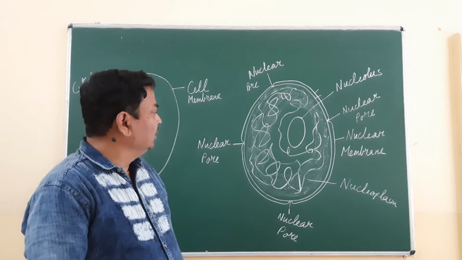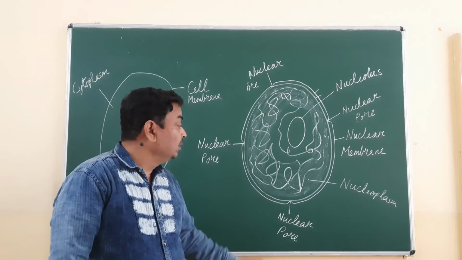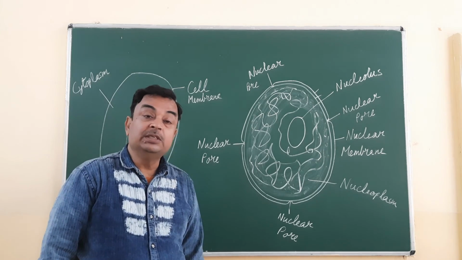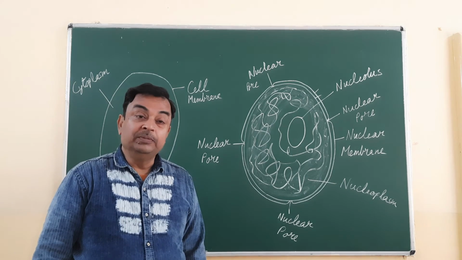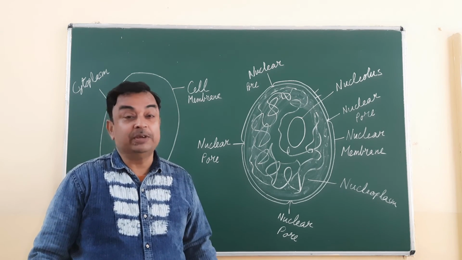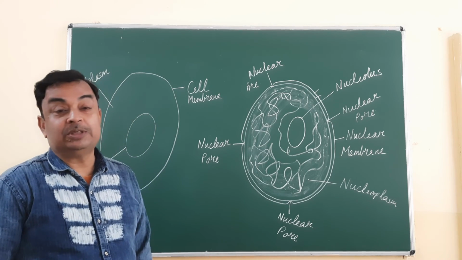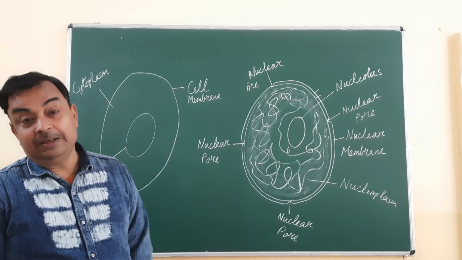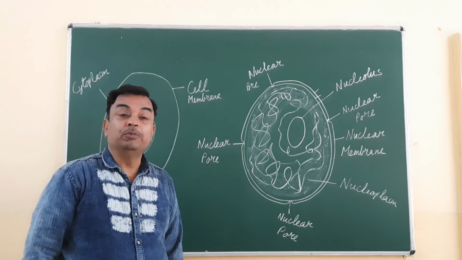So I think by this figure it will be clear for you to understand the structure of nucleus, and nucleus plays such an important role because it controls all the functions of a cell. It carries the information of the parents to the offspring. So I think it will make your concept more clear.